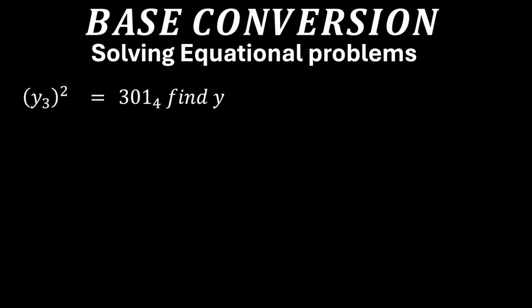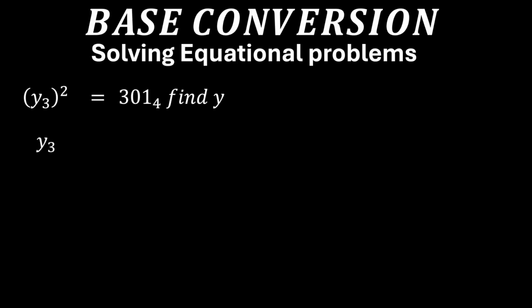So this is the problem. We are to solve (y base 3) squared is equal to 301 base 4. We are to find y. If you want to find y, what do we need to do? We know that we have to take the left hand side and the right hand side, convert them to base 10, and then proceed to solve the equation.